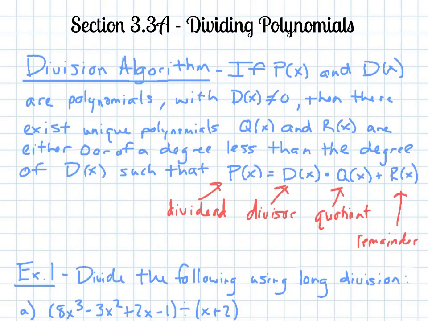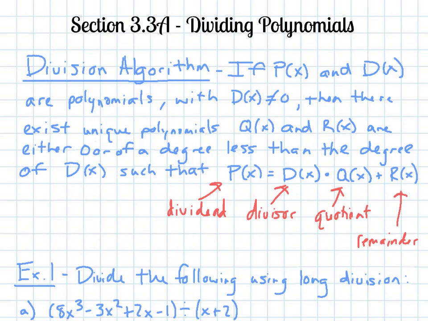So, if you have polynomials p of x and d of x, and make sure that d of x is not 0, because we wouldn't be able to divide them, then there exist unique polynomials q of x and r of x, and they are either 0 or a degree less than the degree of d of x, such that the following thing holds true.